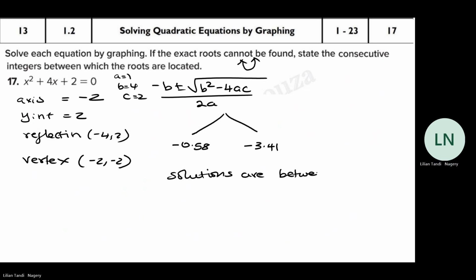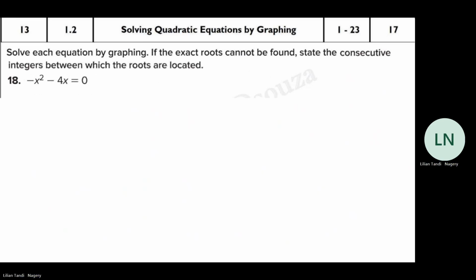So I said my solutions are between negative 4 and negative 3 and negative 1 and 0. Okay, I repeated the same.